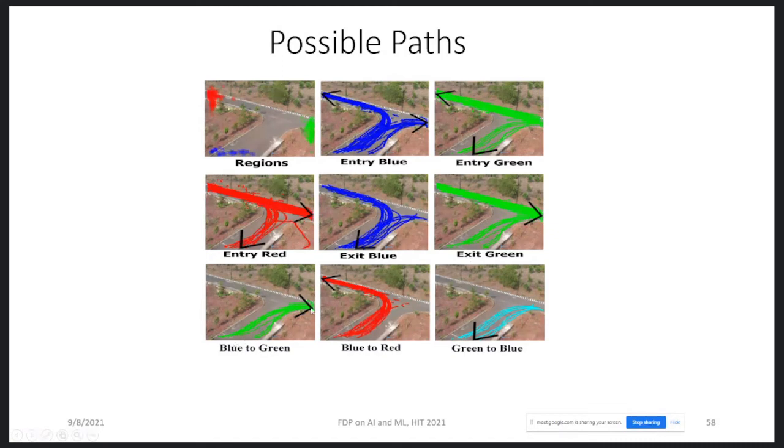Then blue to green, blue to red, green to blue. You can also define others, like red to green. So there are many possible paths. I'm just showing some of these paths, but there are many other paths also.